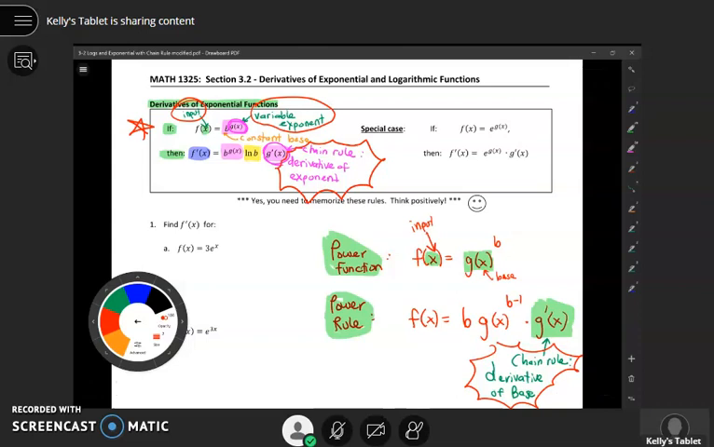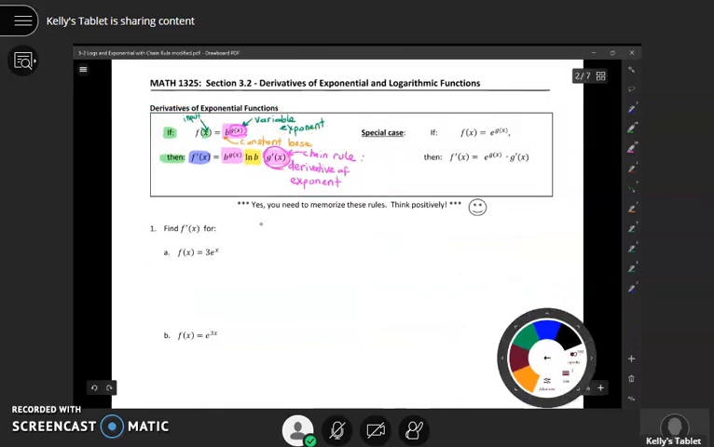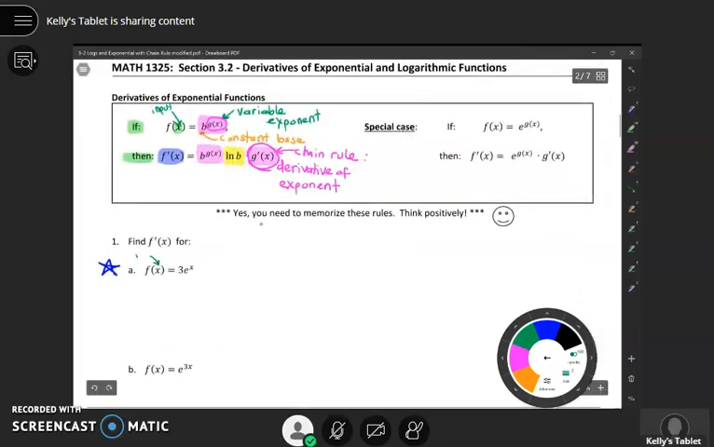I know this is a lot. Let's see it in action. Okay, let's look at 1a. So 1a is an exponential function. My input is being sent to the exponent. And this is technically a special case because that constant base happens to be the number e.